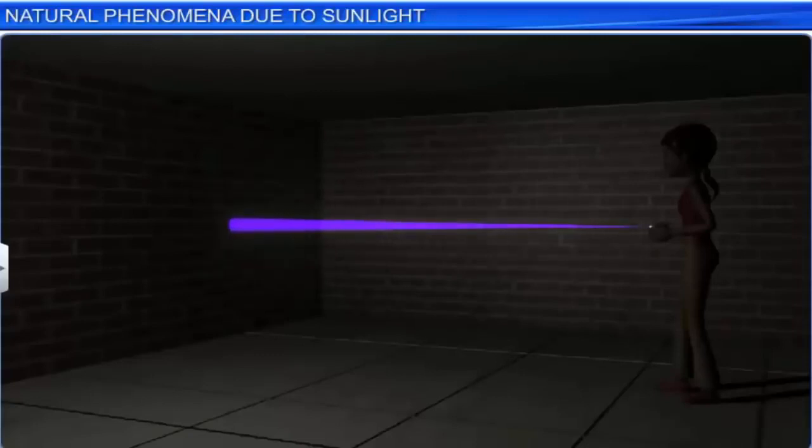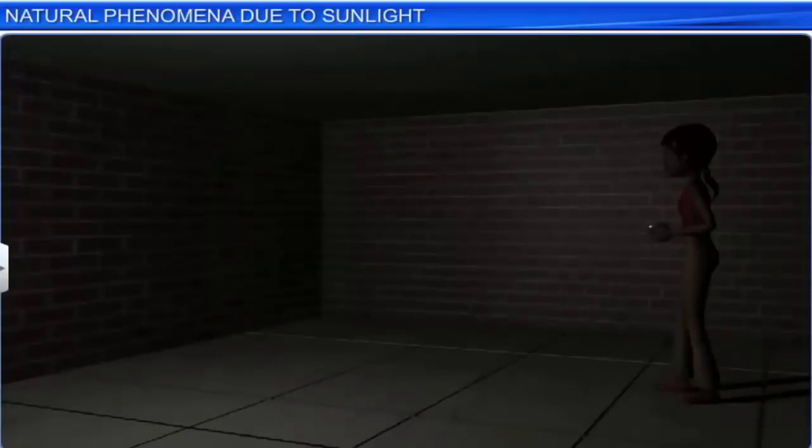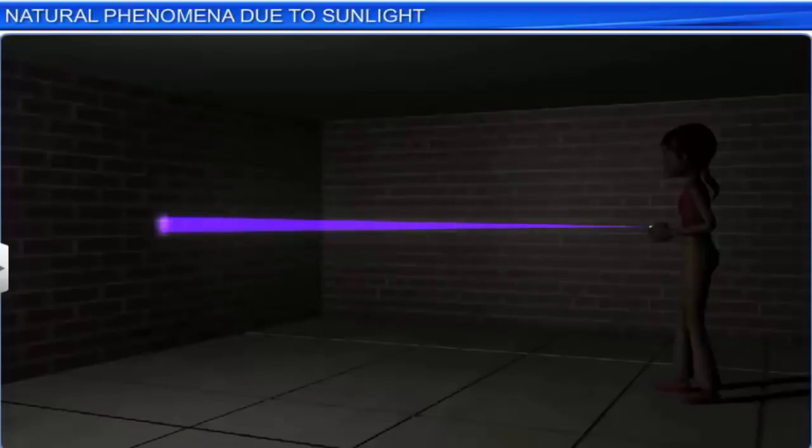Now let us study about scattering of light. Normally, we don't see the path of light. Now observe a laser beam. We are able to see its path. This is due to scattering of light by small particles of air in the path of the laser light beam.